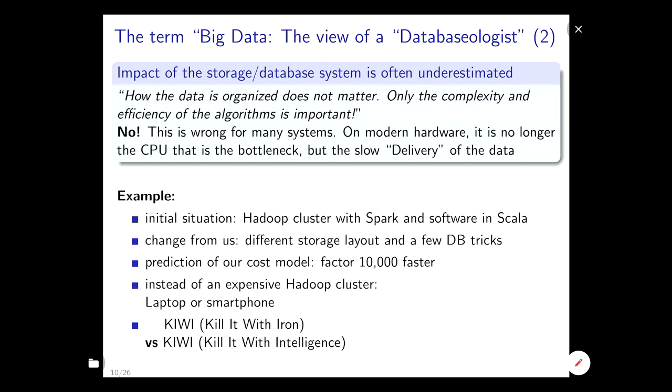However, if possible, you should do this: kill it with intelligence. Let's think about it. Can I reorganize the software? Can I use different storage organization techniques, some database stuff that will help me there?